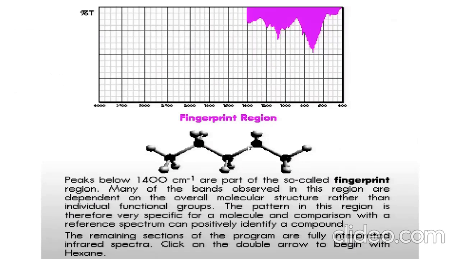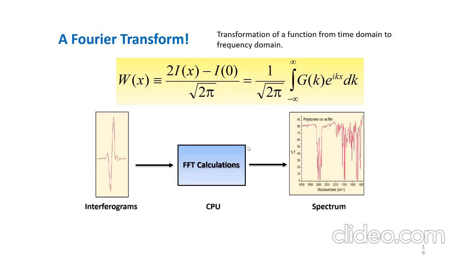I've told about the fingerprint region. So now we are going to the Fourier transform. Why are we using the Fourier transform? Basically, it is used to transform the function from the time domain to the frequency domain, so that we can easily resolve the frequencies and get a better resolution of our spectra.